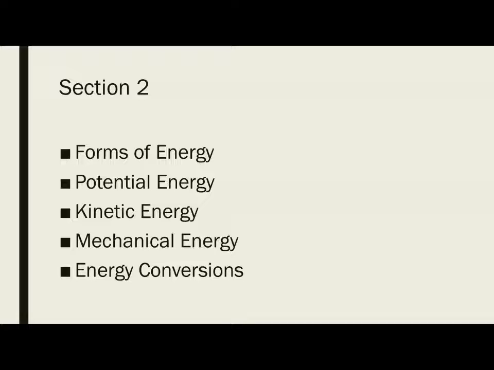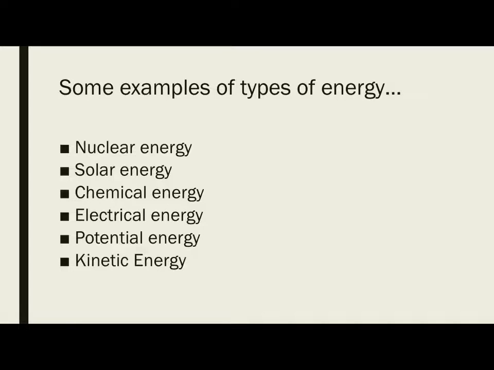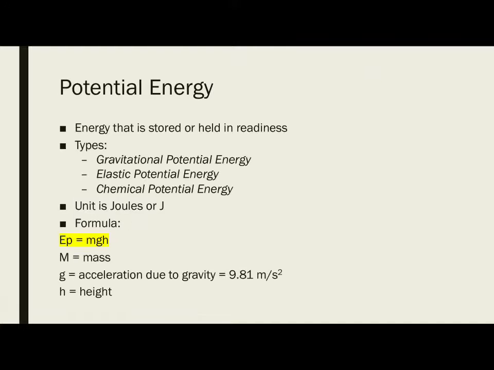Now we're going to go over energy and how work is related to energy. Remember, types of energy, ones that we didn't necessarily go over. Nuclear energy, that's energy stored in a nucleus. Solar energy, obviously energy from the sun. Chemical energy, the energy that's given off through chemical reactions. Electrical energy, which is basically just a bunch of electrons moving around. And then ones we did go over, potential energy and kinetic energy.